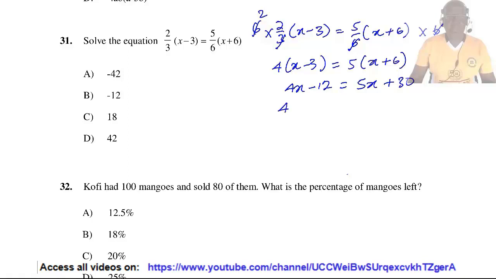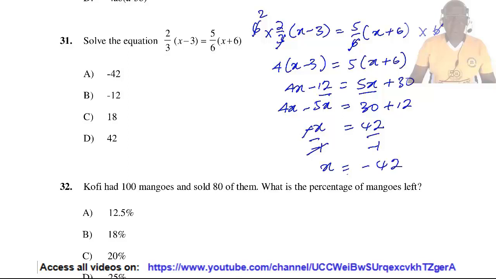Now 4s, we shall send 5s here: minus 5s to be equal to 30. We shall send 12 to the other side of the equation, so plus 12. So 42 to be equal to minus s. Now dividing through the equation by minus 1, this will cancel this, so we shall get s to be equal to minus 42, which equals to A. So the answer is A.